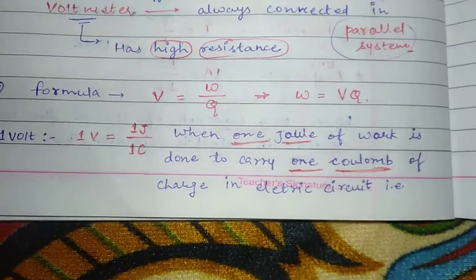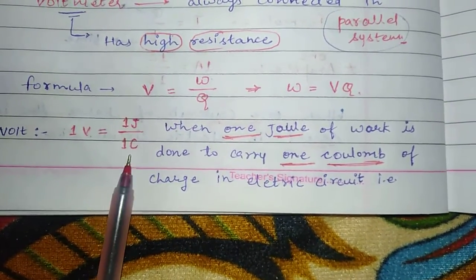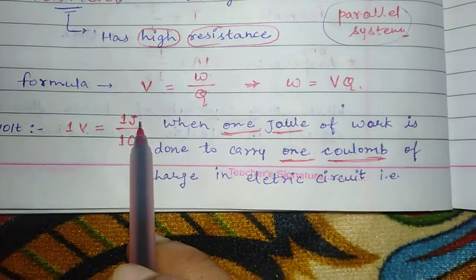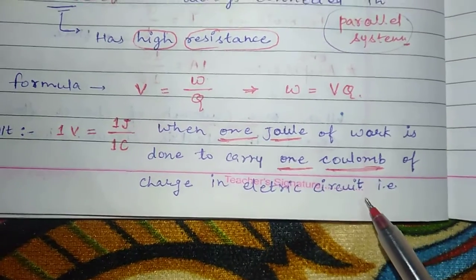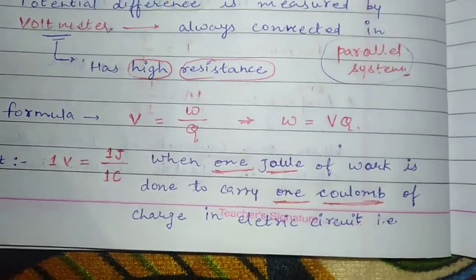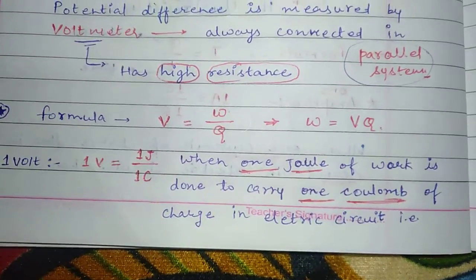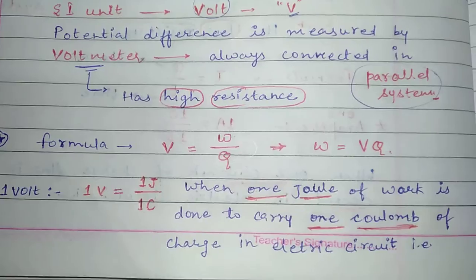Then, students, this is about the 1 volt definition. 1 volt is equal to 1 joule upon 1 coulomb. So 1 joule of work to carry 1 coulomb of charge, that is 1 volt. So it is very simple. By the formula you can easily learn and remember these kinds of definitions for a longer time.